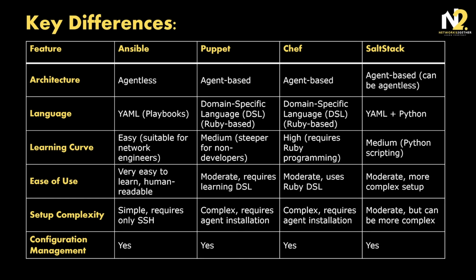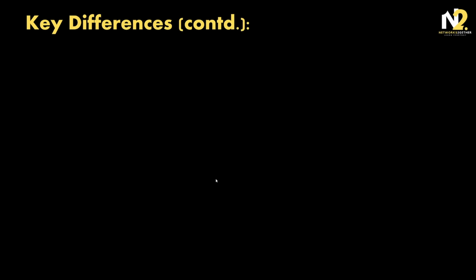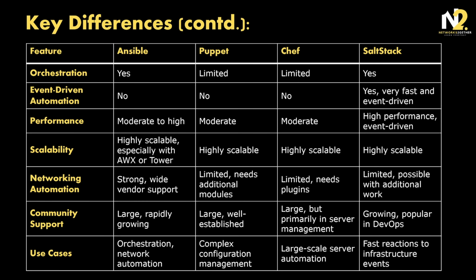All four tools offer robust configuration management capabilities, but there is a key difference when it comes to orchestration. Ansible is well suited for orchestrating complex workflows across multiple systems, while Puppet and Ceph have limited orchestration capabilities. SaltStack, like Ansible, supports orchestration, especially with its fast, event-driven approach.